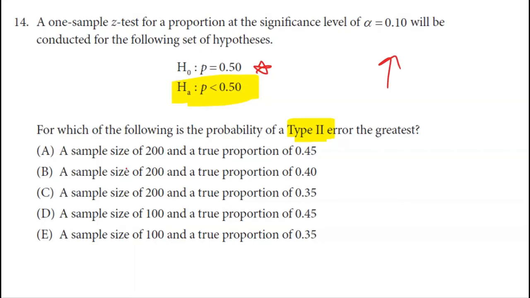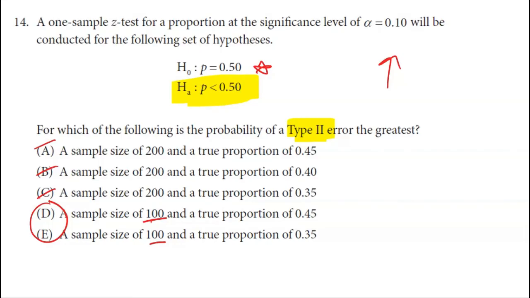So I'm immediately going to get rid of A, B, and C because those have the bigger sample sizes. When you have lower sample sizes, you have more room for making that type 2 error. Again, if I don't want to make a type 2 error, then I do want a bigger sample size. So I would choose A, B, or C. But this question wants me to figure out which probability of a type 2 error is the greatest. That's going to be coming from a smaller sample size.